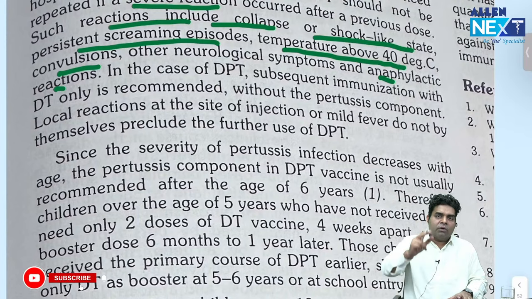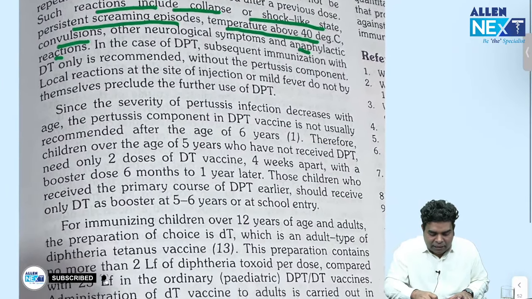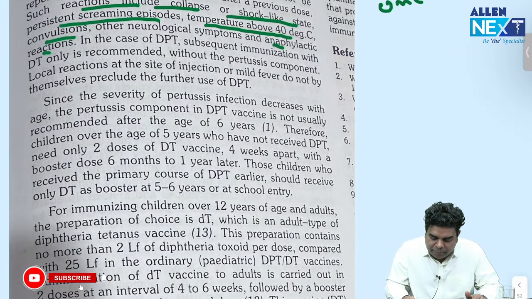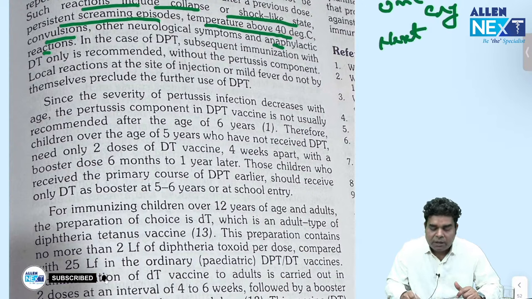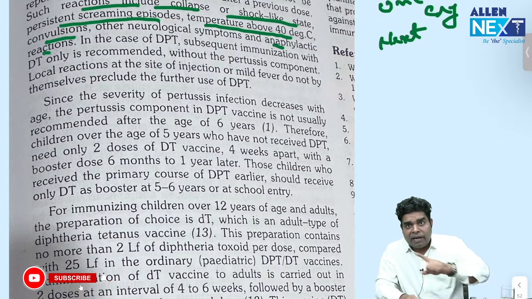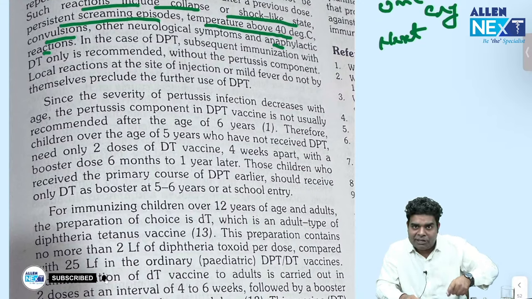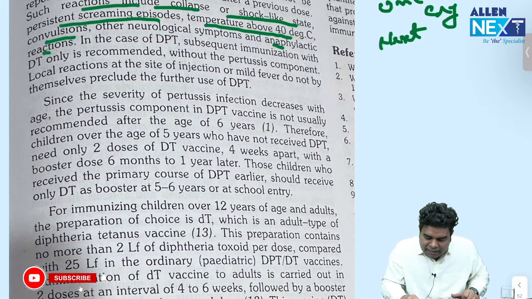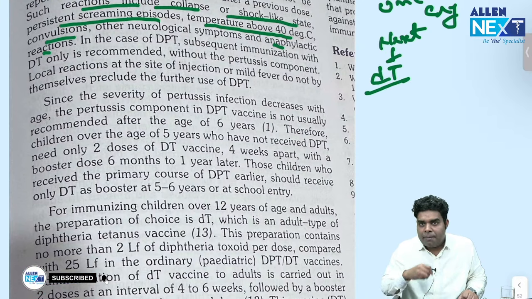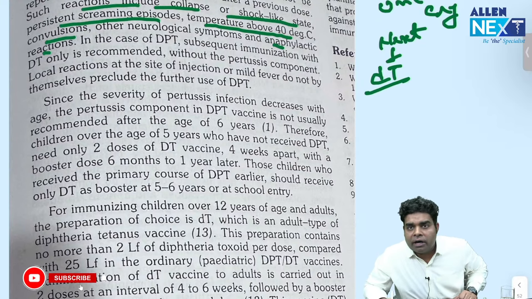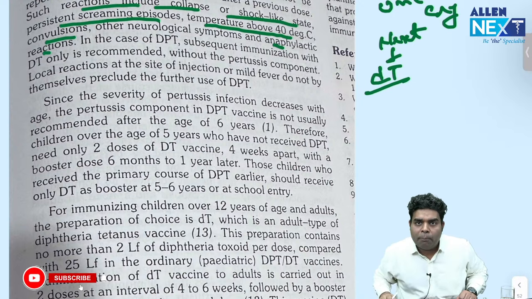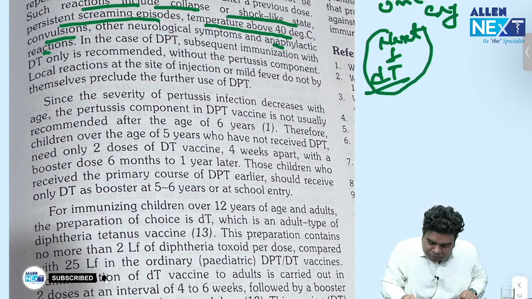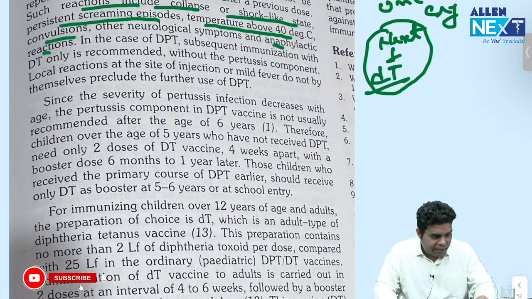In the same pattern, one INICET question came that a child is having inconsolable cry after taking pentavalent vaccine. So what will you do in the next vaccination? Will you give pentavalent? Of course not, because it is a contraindication. Will you give DPT? No. Next time we will give DT, because all the side effects which occur through pentavalent or DPT are due to the pertussis component. So we will remove the pertussis component and we will give DT next time. If any of these things happened, only DT is given.